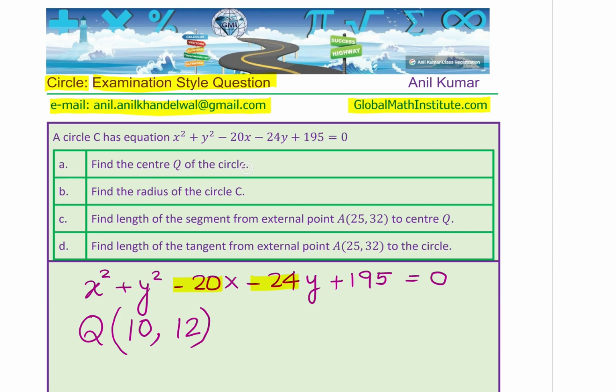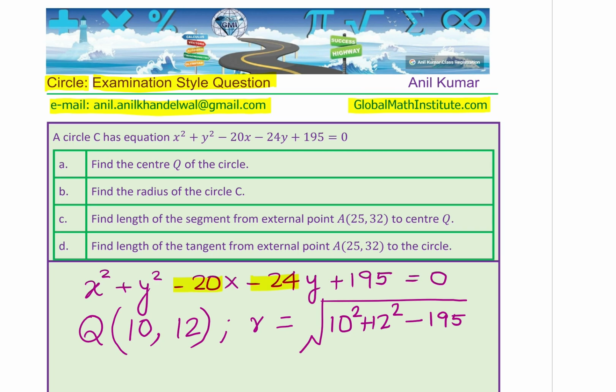Perfect. You can also find the radius from here, right? So the radius of the circle they can also find, and the value of the radius will be the square root of 10 square plus 12 square minus 195. So if you know the formula, you can easily solve this question. And so you get the radius, and then you can do part C and D also.